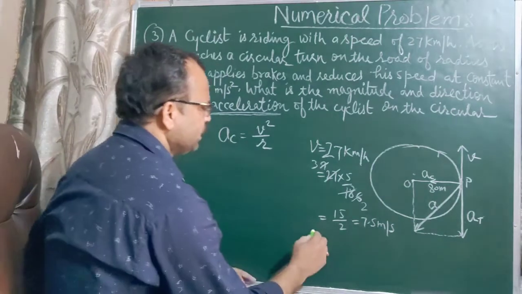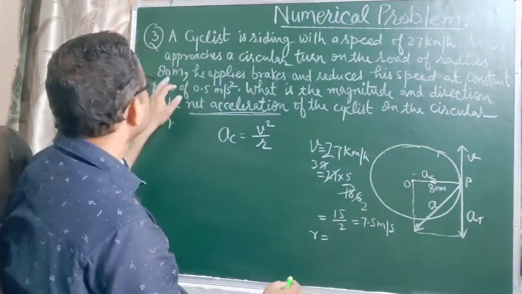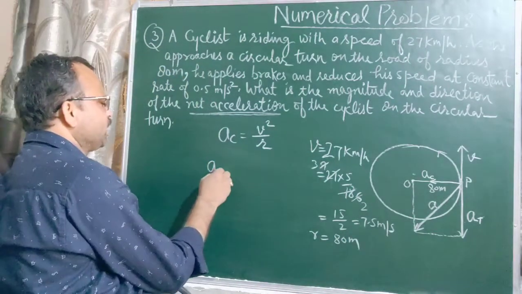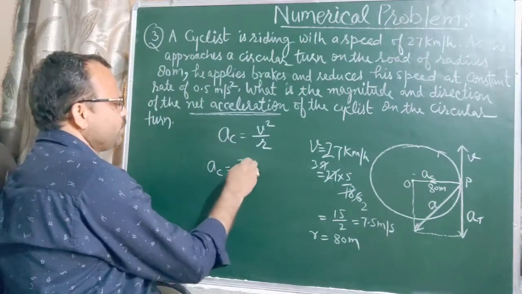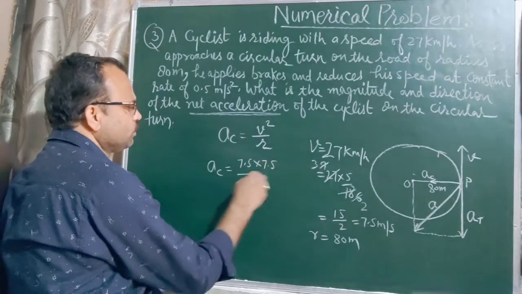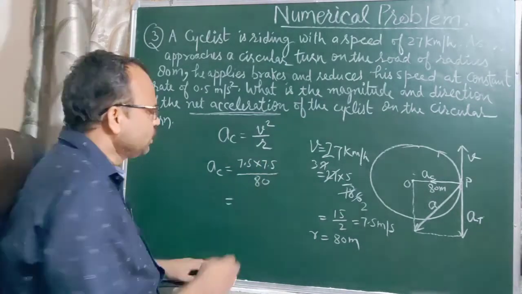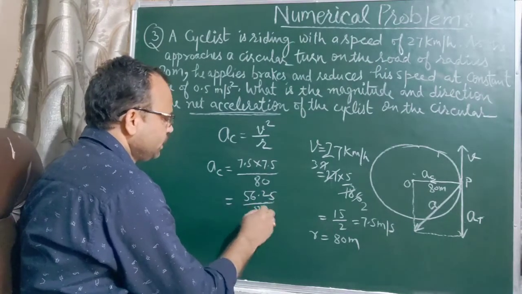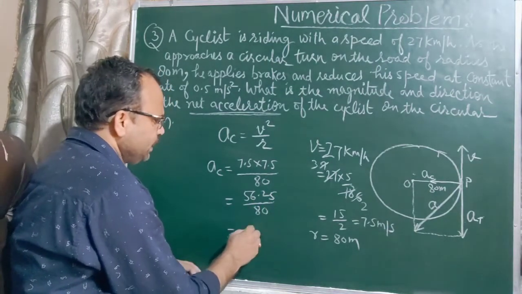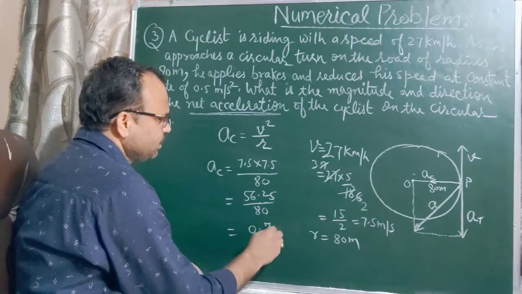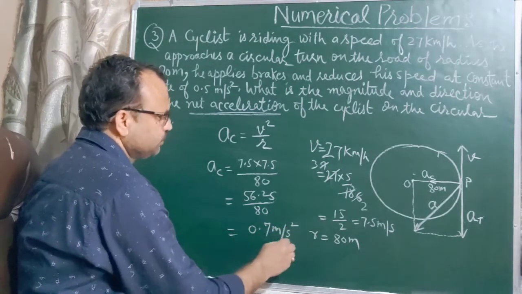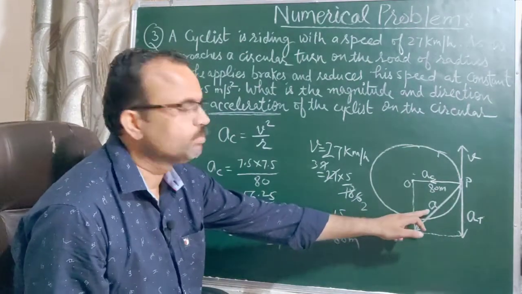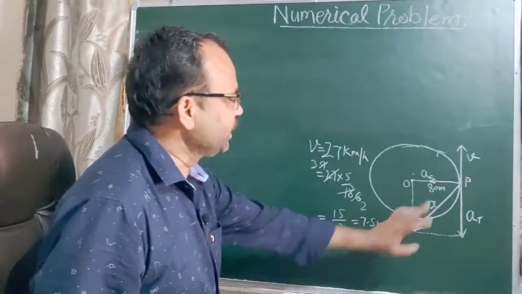And radius R is 80 meter. So put the value of V and R: 7.5 into 7.5 upon 80, that is 56.25 upon 80, and it will be near about 0.7 meter per second square. After getting AC, we will get the value of A. Now find the value of A.